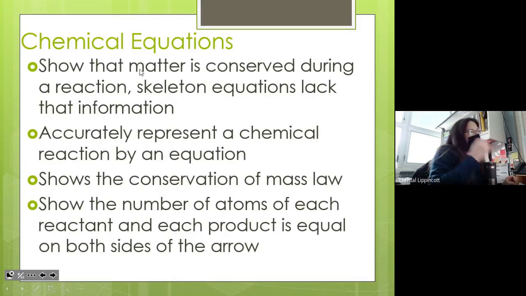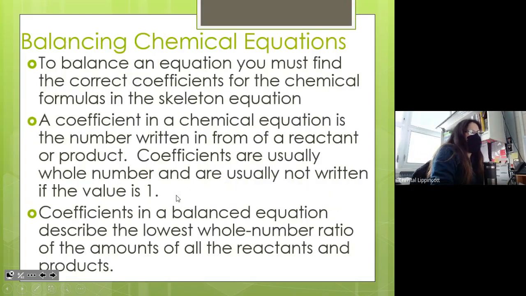So chemical reactions are going to show that matter is conserved. That means that we haven't lost anything or gained something randomly. The law of conservation of mass says that if you start with 50 grams, you have to end with 50 grams. You can't just create matter out of nowhere. And a balanced chemical equation is going to show that. So to balance an equation, you have to find the right coefficients. I'll show you what a coefficient is in just a minute. A coefficient is the number written in front of, I must have messed that up a little bit, sorry.